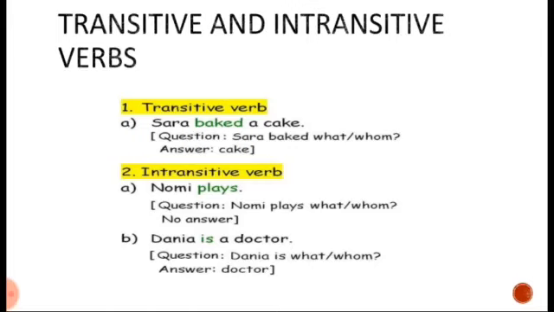Now see this. Danya is a doctor. So Danya is what? Doctor. So who is doctor? Danya. I had told you, to be an object, subject and object should be two different persons or things. So here doctor and Danya both are the same. So it is also an intransitive verb.